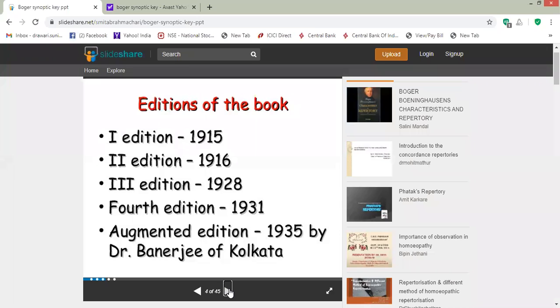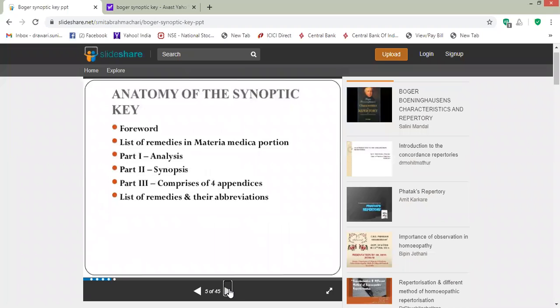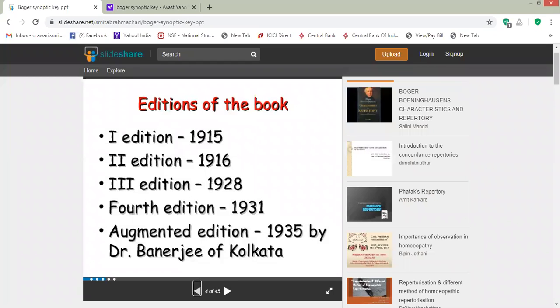First, it was published in 1915, then second edition 1916, third edition 1928, fourth edition 1931, and augmented edition is published in 1935 by Dr. Banerjee of Kolkata.